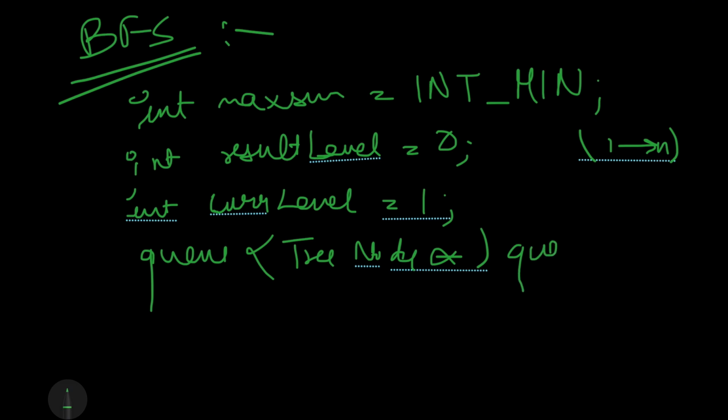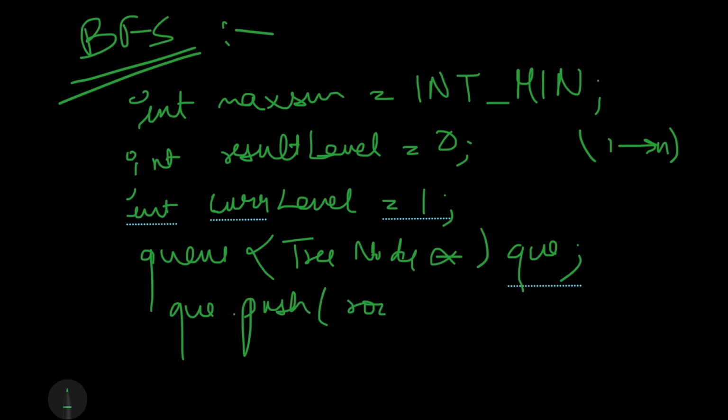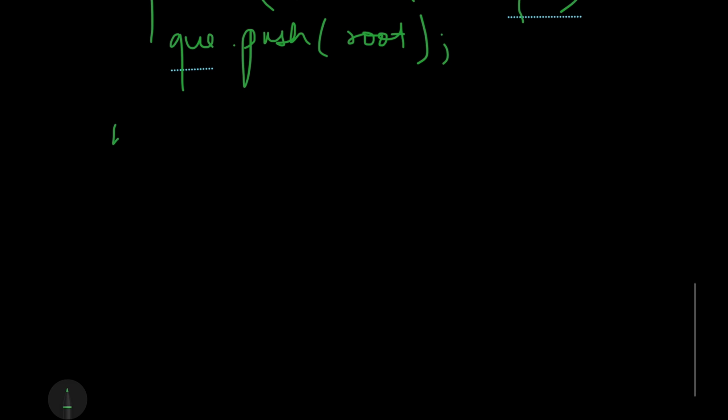So we'll push our root node into this queue data structure. Then we'll run a while loop which will run until our queue is empty.